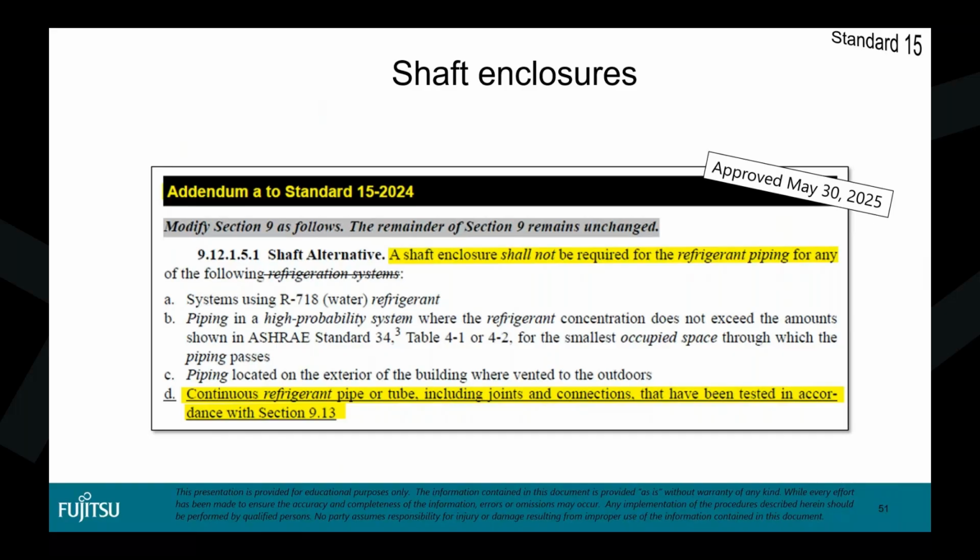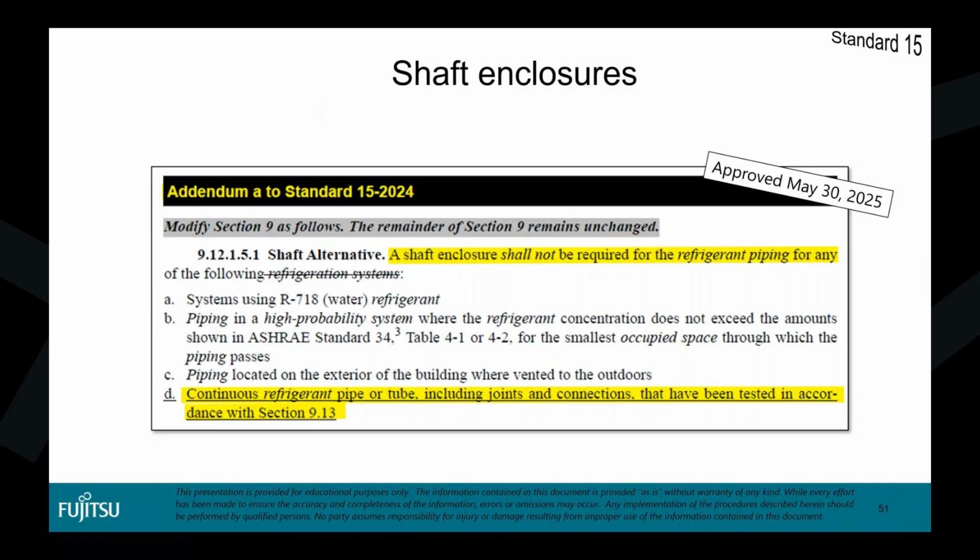So with this little section in that addenda, they changed a lot of things in standard 15. They're basically saying you don't need a shaft if you have continuous piping or tubing that has been tested in accordance with section 913. As we discussed earlier, if it's a straight pipe that has been tested, it cannot leak. And that can be a big difference.